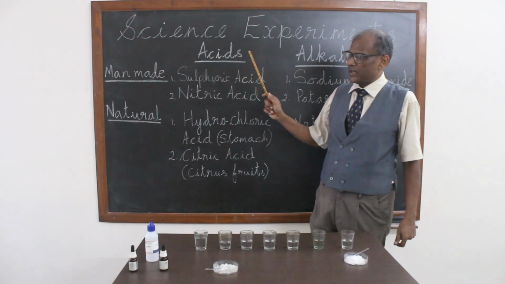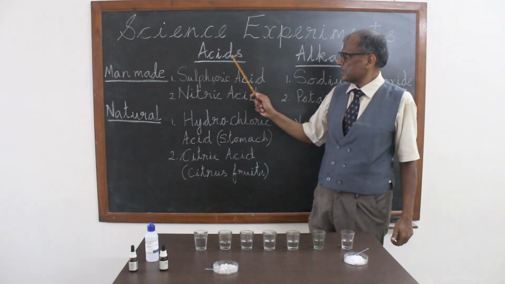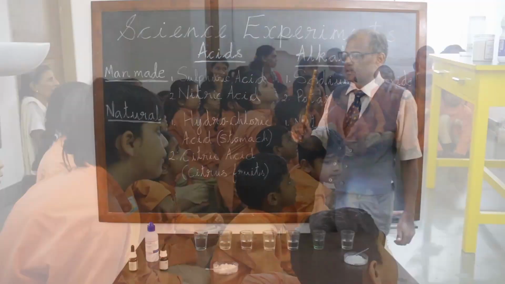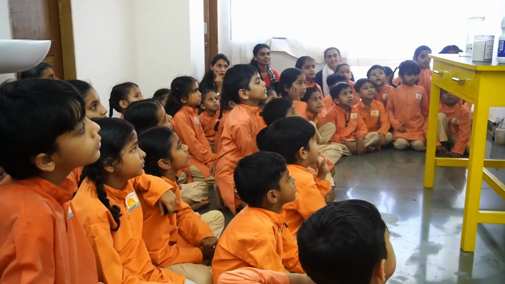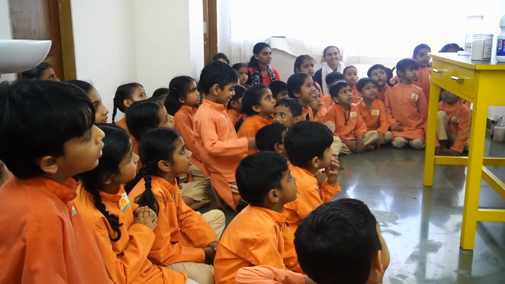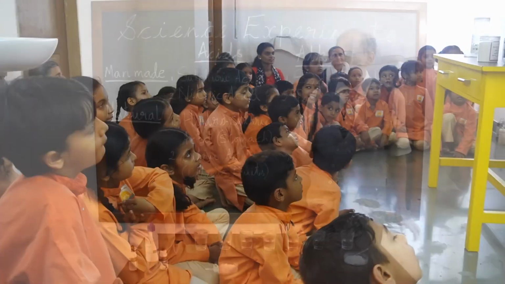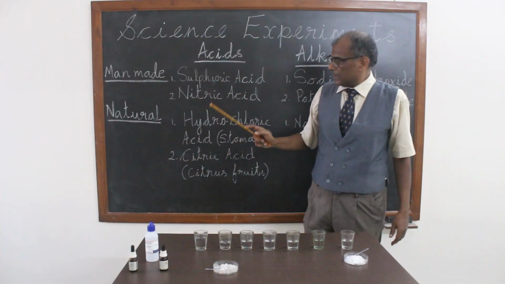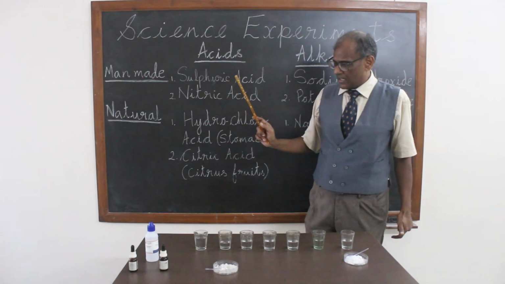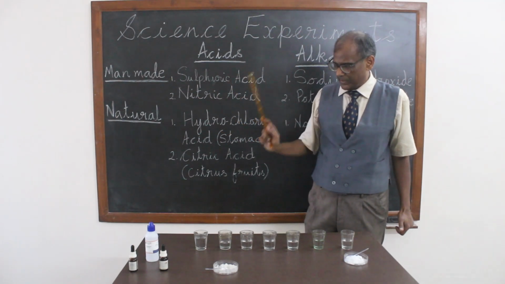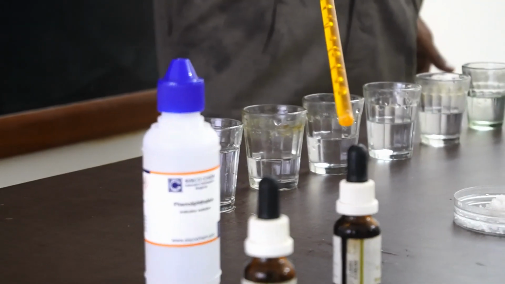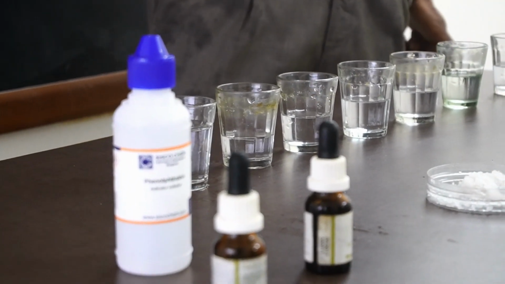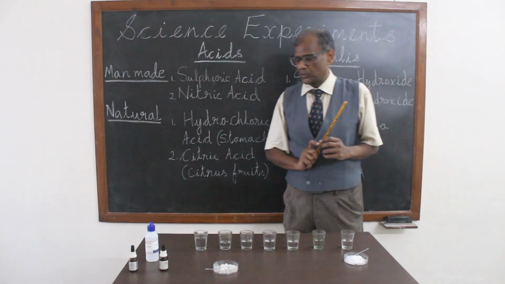Now, how to identify whether a particular substance is an acid or an alkali? To add a note, acids and alkalis, whether man-made or natural, can be found in solid form as well as in liquid forms. Now, for that, identification is done by using two indicators. Number one, phenolphthalein. Number two, litmus indicators. How to actually do it?